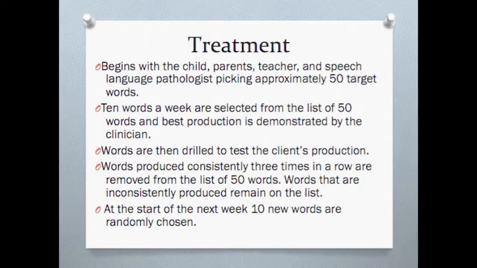Words produced consistently 3 times in a row are removed from the list of 50 words. Words that are inconsistently produced remain on the list. At the start of the next week, 10 new words are randomly chosen.